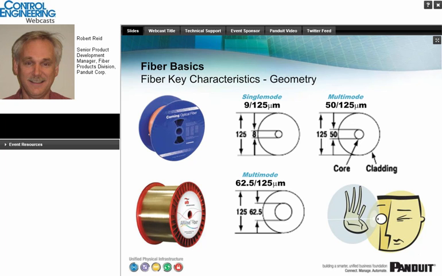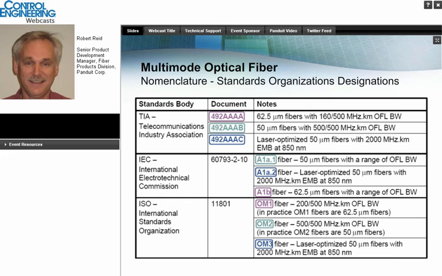I won't go too much into this, but we have multiple standards that cover the definitions of these fibers, 62.5 and 50. The main message here is that these are graded by their bandwidth capability. So for each of these transceivers that you would use, like an SX transceiver, depending on the fiber that you put in there, you affect a different reach.